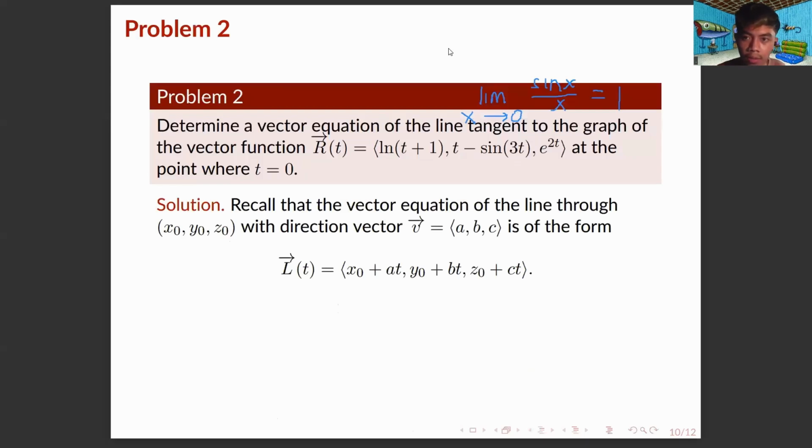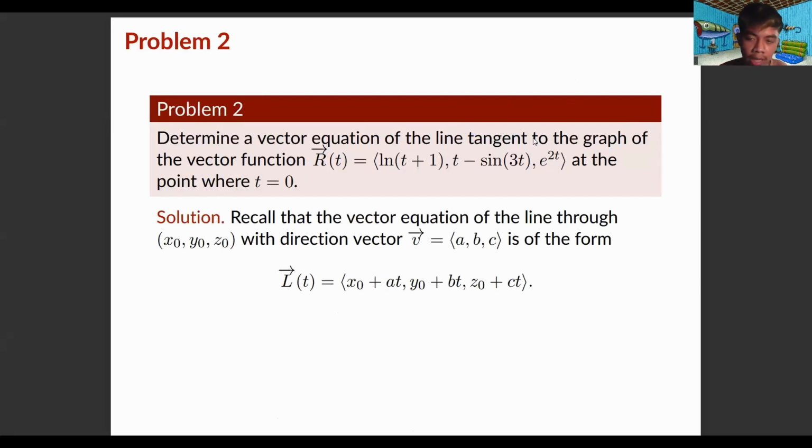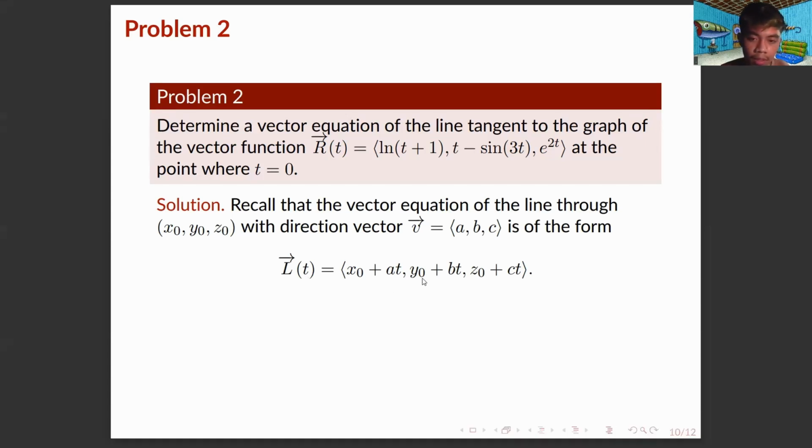Okay, so for problem number 2, we have to determine a vector equation of the line tangent to the graph of the vector function r of t, which is equal to the natural log of t plus 1, t minus sine of 3t, and then e raised to 2t at the point where t is equal to 0. So for the solution, recall that the vector equation of the line through the point x sub 0, y sub 0, z sub 0 with direction vector v, which is equal to abc, is of the form L of t is equal to x sub 0 plus at, y sub 0 plus bt, and then z sub 0 plus ct.